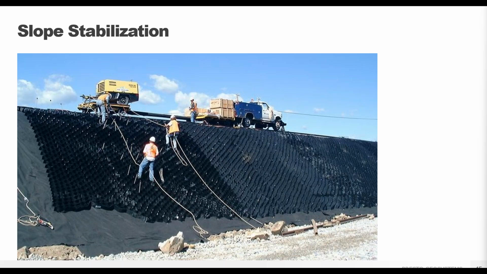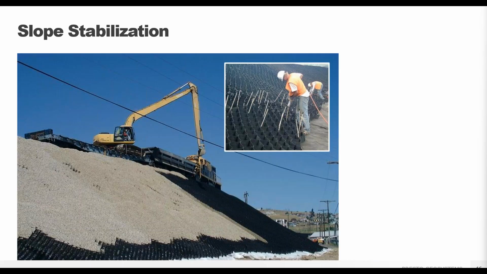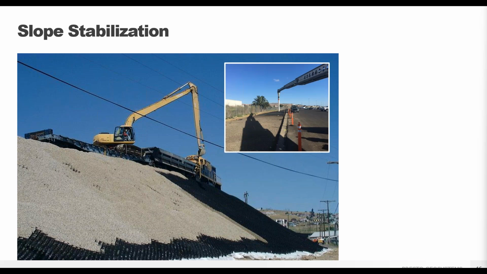Here we can see the workers installing the stake anchors to help keep the GeoWeb section in place. And here the panels being filled with crushed aggregate. Again, infilling is done from the top down to prevent panel overstretching. Rock slingers, as shown in the load support section, also work well for this type of top-down infill process.